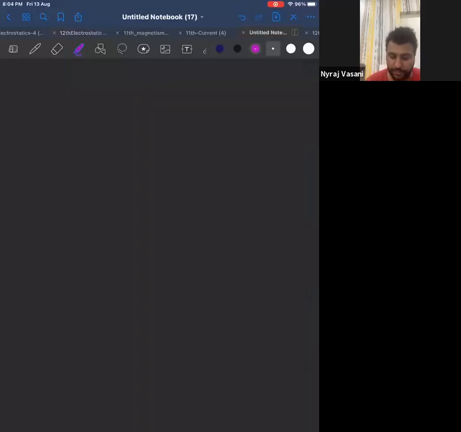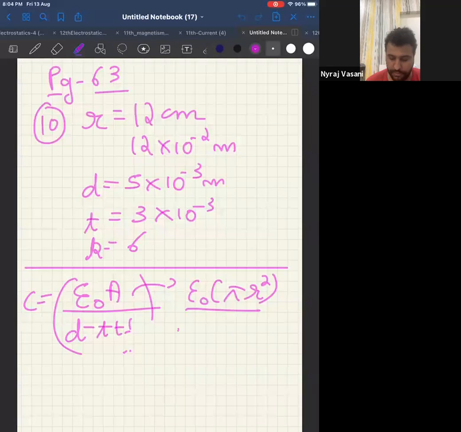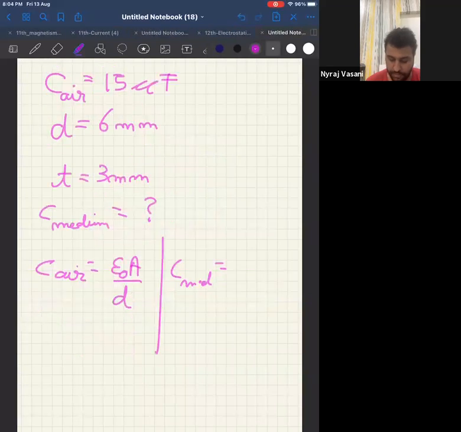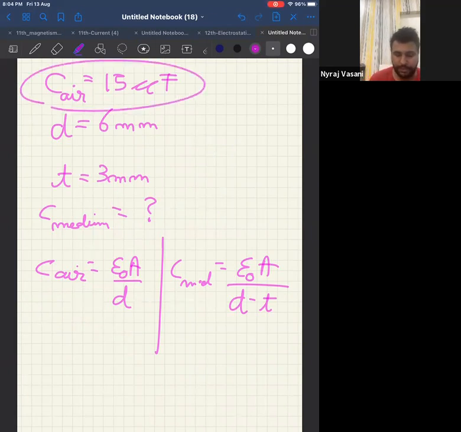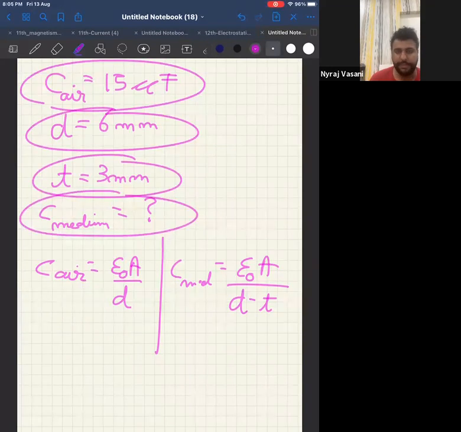So can I say now, in this, capacitance of a medium is epsilon naught A divided by d minus t, correct? Now everyone understood till here. They had given capacitance of air is so much, separation is so much, thickness of a material introduced so much. I have to find capacitance of a medium.